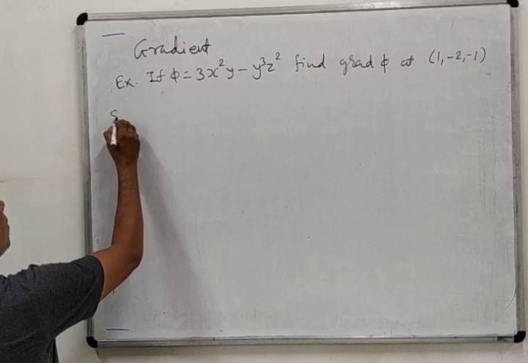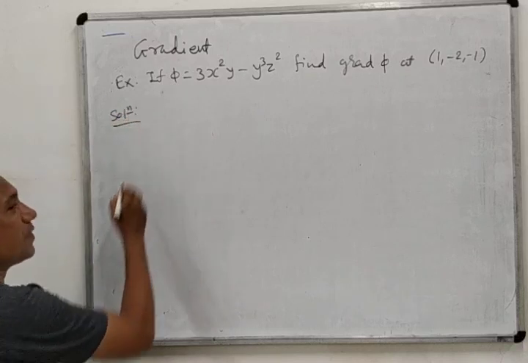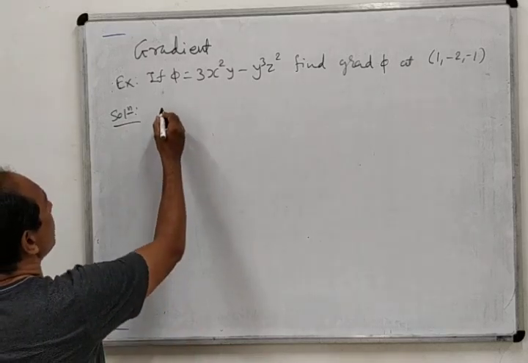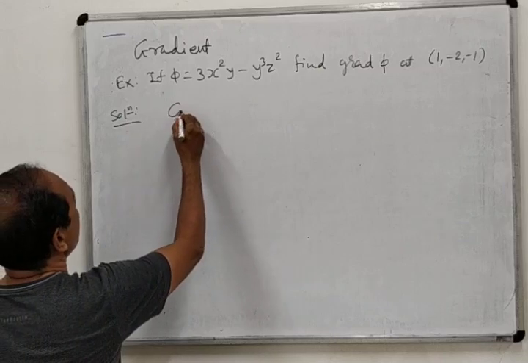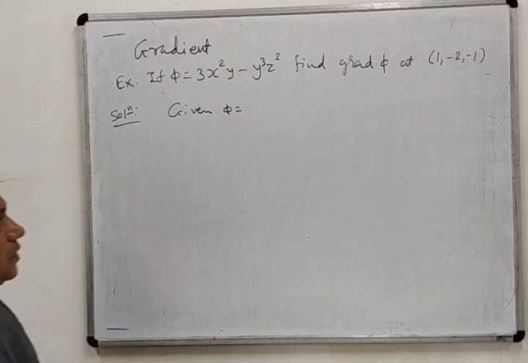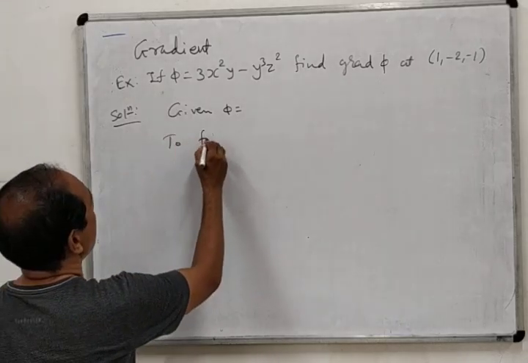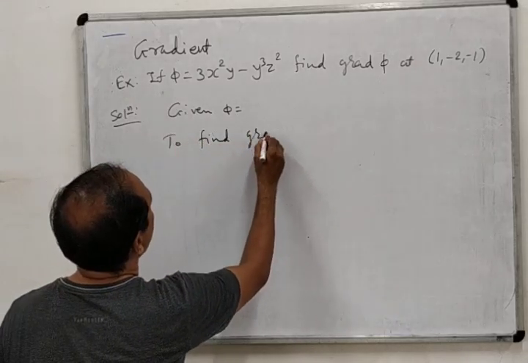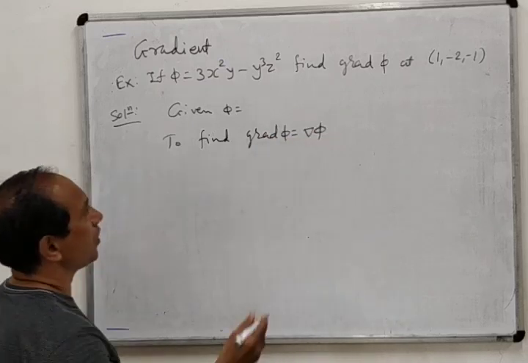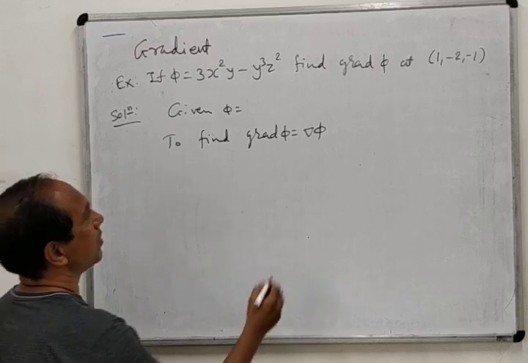Already we have seen how to find gradient the last time when we obtained the directional derivative. So first of all we should start the solution by writing: given phi equal to 3x square y minus y cube z square. To find: we want to find grad phi at the point 1, -2, -1.